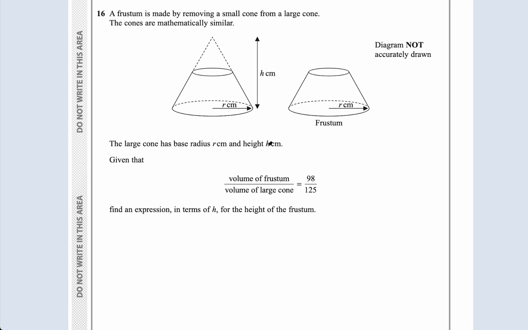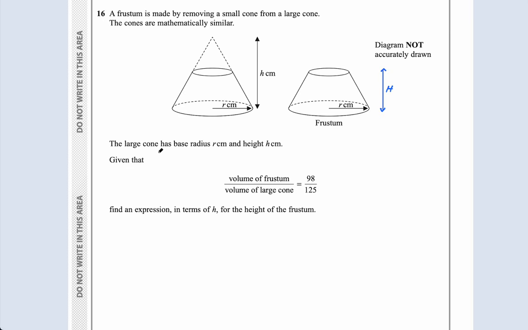Okay, this, guys, is hard. This is a hard question. So we have a cone and we have this frustum, which is clearly what it is when this small cone has been removed. It says the large cone has base radius r and height h. Given that the volume of the frustum over the volume of the large cone is 98 over 125, find an expression in terms of h for the height of the frustum. So I want to find this height, I guess, is what we're looking for. I won't call it h, I'll call it capital H.